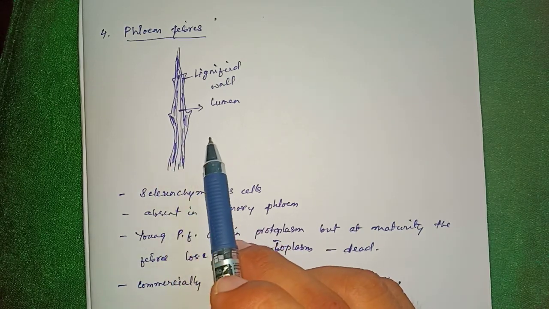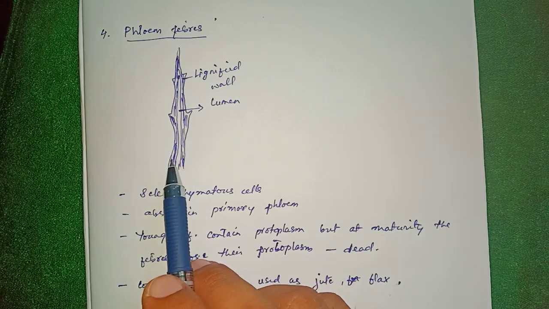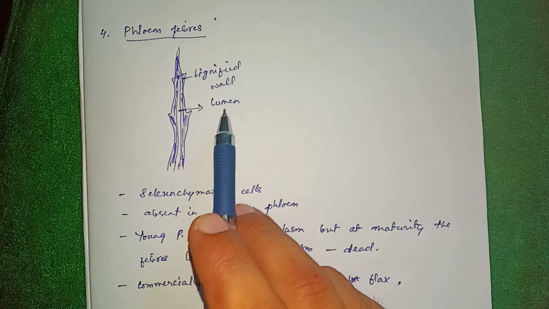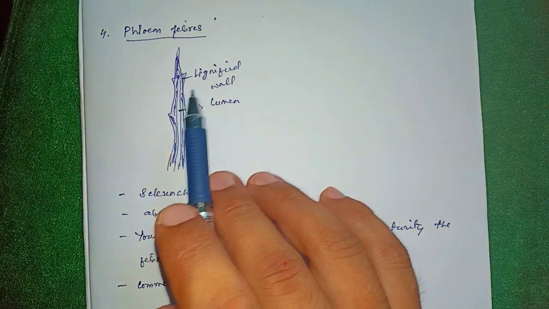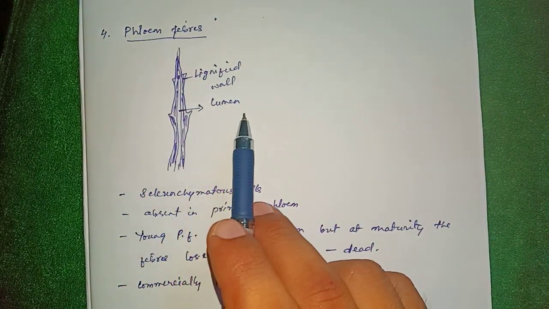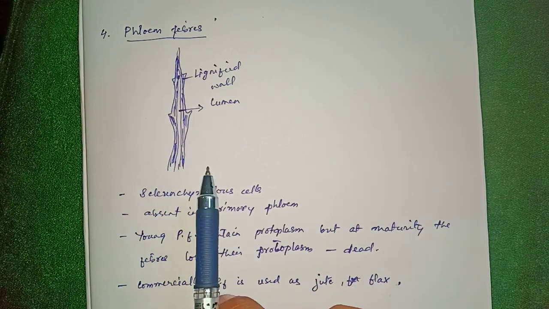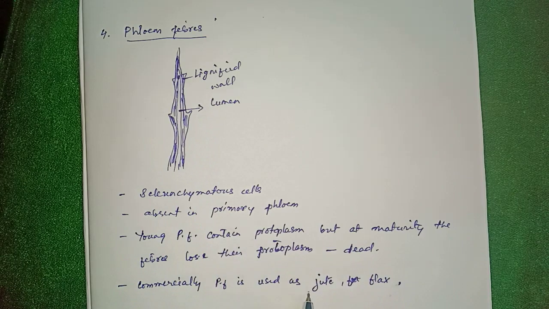Now the young primary phloem contains these phloem fibers. I mean the young phloem fibers contain protoplasm. That means the young phloem fibers are living, but at maturity they are devoid of protoplasm, hence they become dead. In commercial production, these phloem fibers are used as jute and flax.